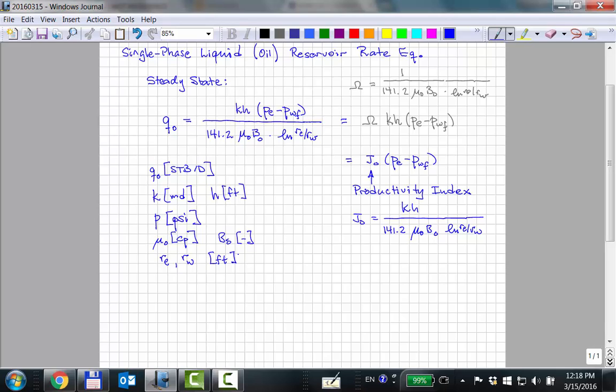So this is pretty much the rate equation that's easy to develop, a simple kind of differential equation solution. So were there any questions about that before we move on?